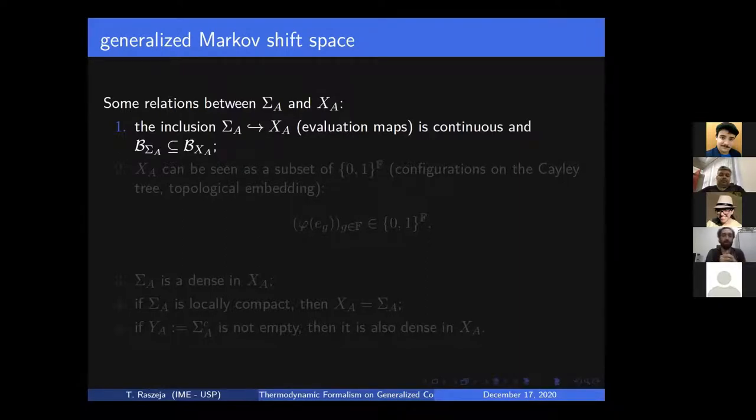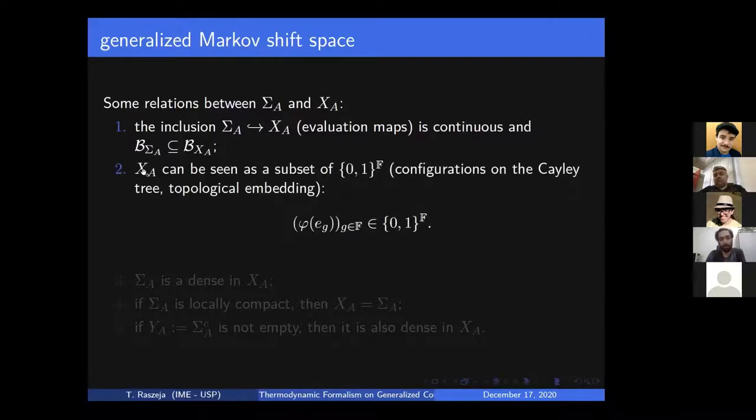I'll explain briefly some relations between sigma A and XA. The first one: since I told you it was an algebra of diagonal operators, we may consider the evaluation maps. And this inclusion is continuous and preserves the Borel structure of sigma A as a sub-sigma algebra. And more than that, since these projections generate the whole algebra, it's sufficient to evaluate the elements of the spectrum on these elements. So we have configurations in the Cayley tree, and in particular, sigma A is a dense subset of XA.